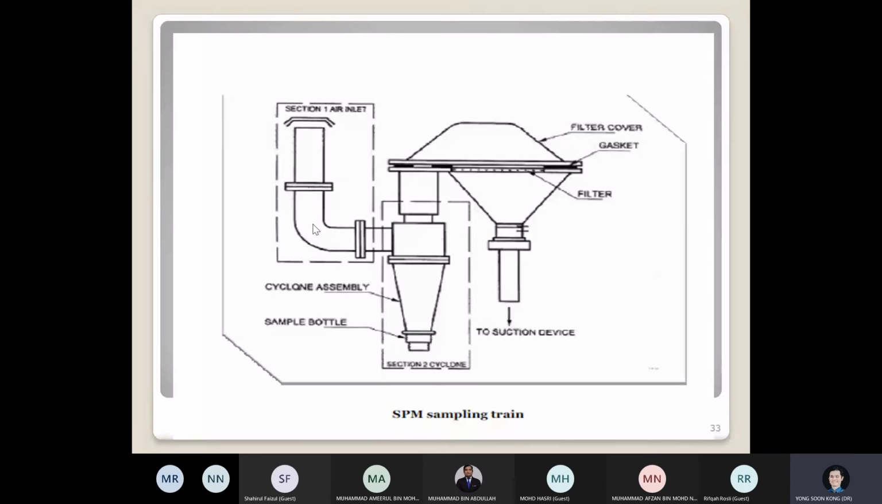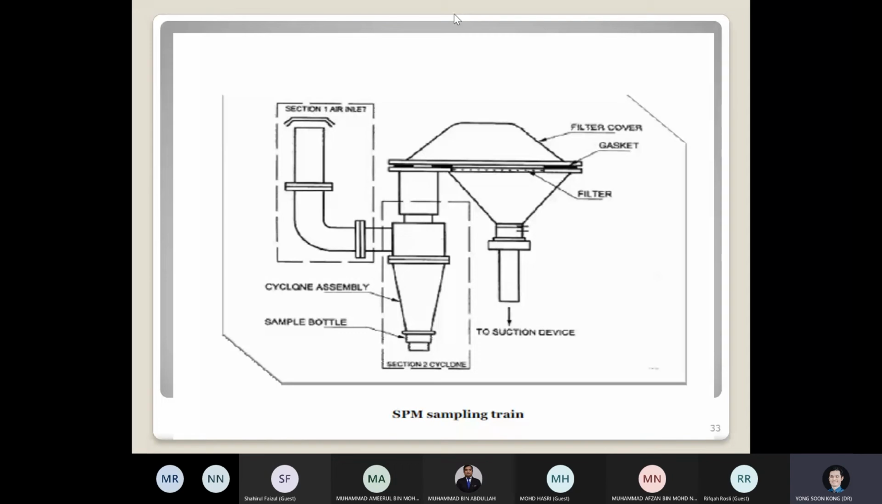Because this is an SPM sampling train. So it does have an inlet to draw air and is connected to a pump. And in here you have a sample bottle where you have a cyclone. The cyclone is where it concentrates all the dust particles, and for the lighter particles, they might come up and then be filtered by a gas cover or a gasket. So from this filter is where you can collect either for determination of TSP, or maybe determination of PM 2.5 or PM 10. So this is where it connects to a pump, a suction device. So this is the SPM sampling train, high volume sampler.